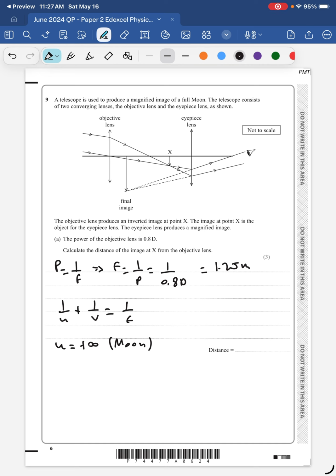So U is infinity, so we just have to say 1 over infinity plus 1 over V is 1 over F, that's 0, which means that V is F, equal to 1.25 meters away. So the image is 1.25 meters away from the objective lens. Simple. Okay.